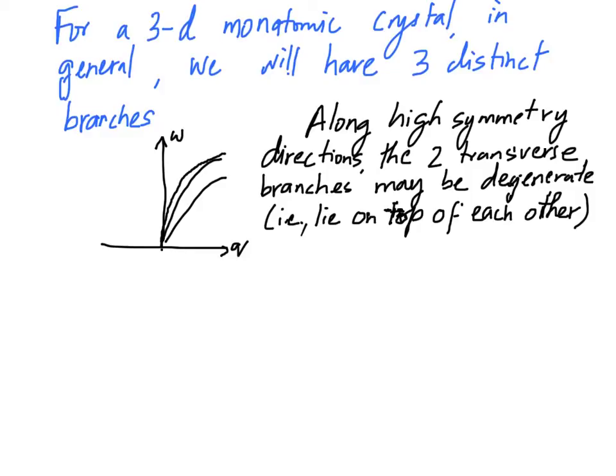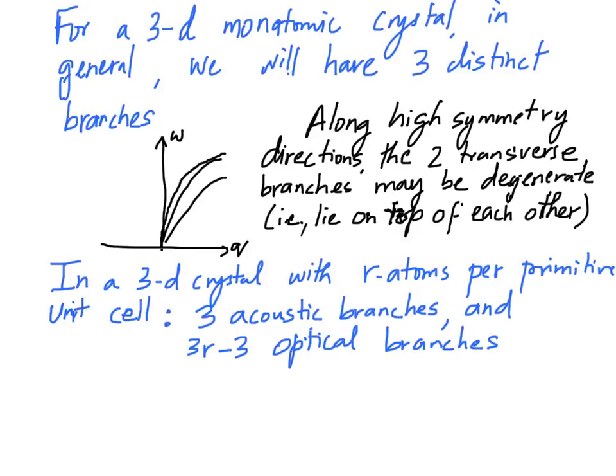I'm going to give a moment for you to think about it while I write down the answer. So there is the answer. In a 3D crystal with R atoms per lattice point or per primitive unit cell, you will have 3 acoustic branches and 3R minus 3 optical branches. So if R is a big number, you are going to have plenty of optical branches. But note that the total number of branches is of course 3R. 3 plus 3R minus 3, that's going to be 3R.